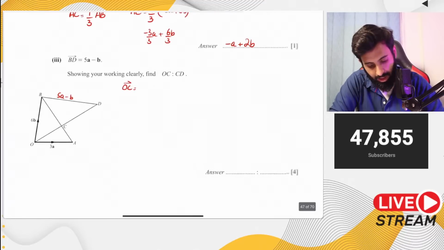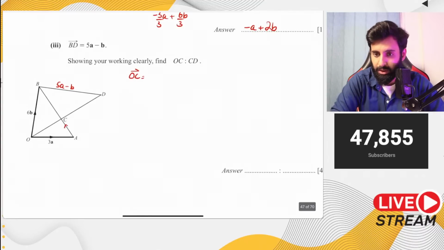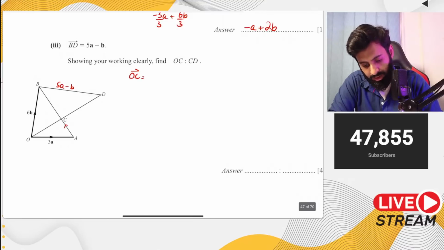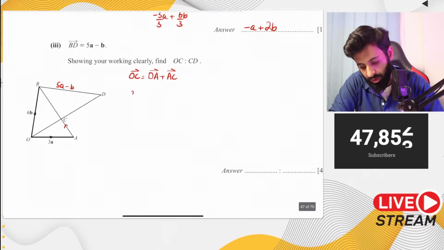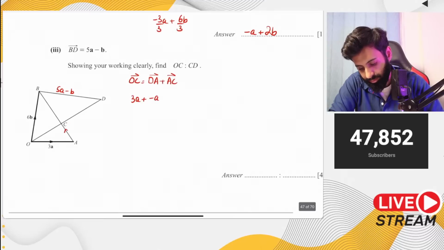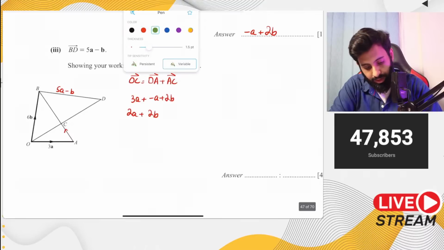Considering that we already have AC and we have OA as well, on second thought, it's not as difficult as I thought. I mean, it's lengthy, but it's not as difficult. So OC can be found out by simply doing OA plus AC. Do we have OA? Yeah, we do. Do we have AC? Yeah, we do. It's minus a plus 2b. So here we have 2a plus 2b. Then let's focus on finding out CD.